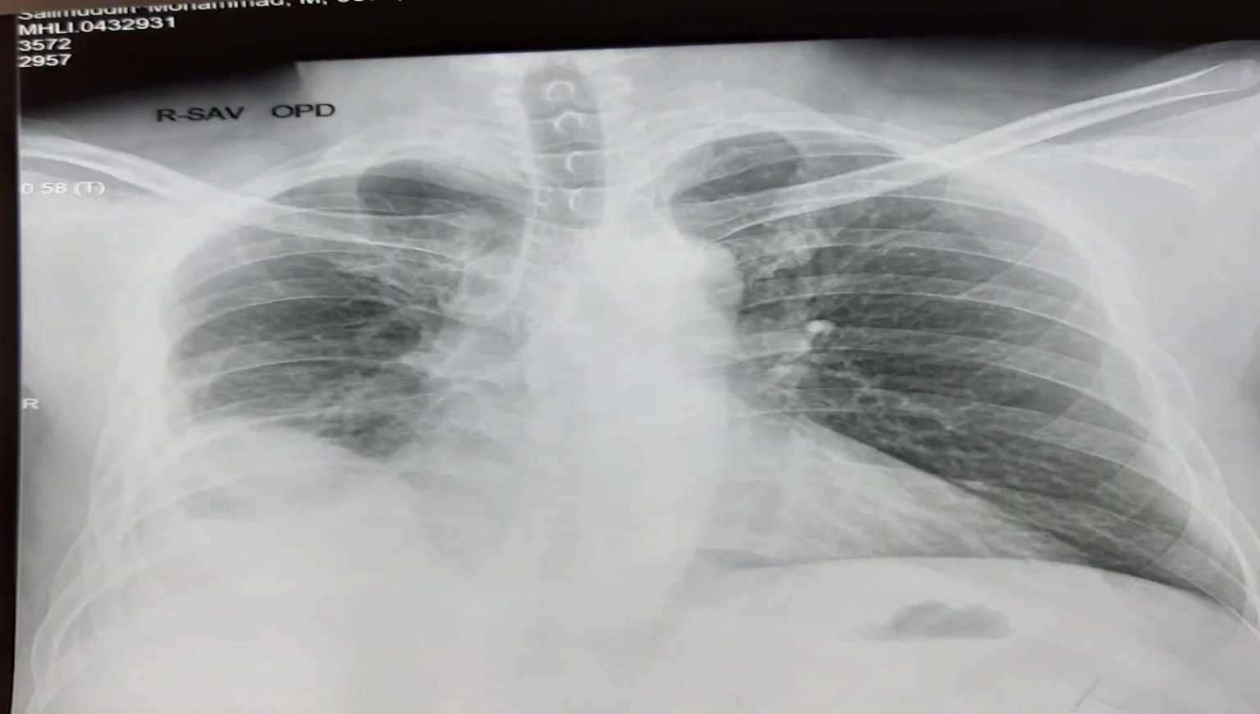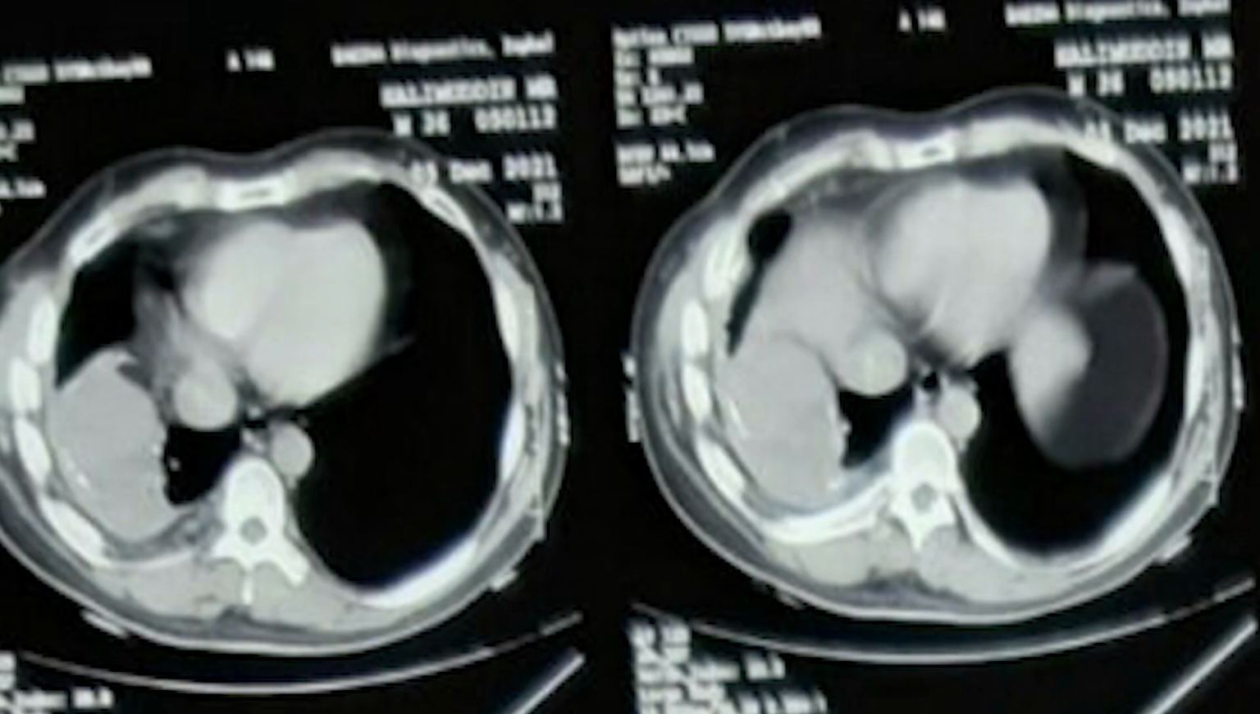Then we saw the feeding vessel. There was some vessel coming from below the diaphragm also. So we first ligated them, and then we went all around, ligated all the feeding vessels, and removed it. And then we sent it for histopathology.